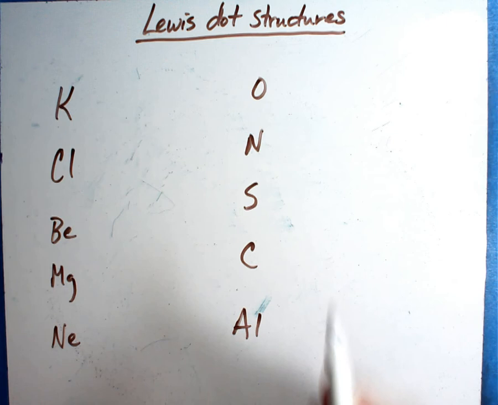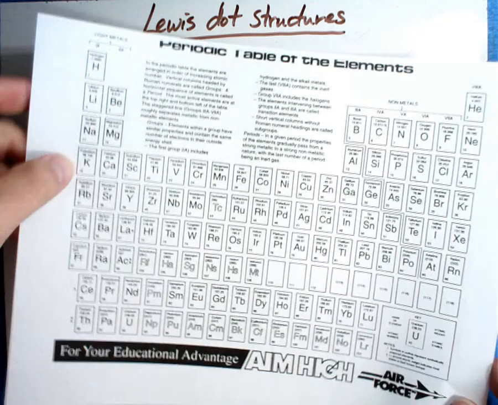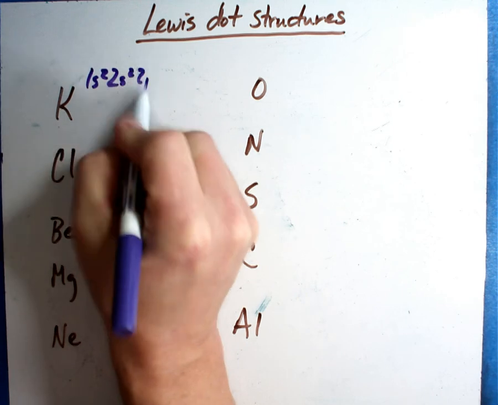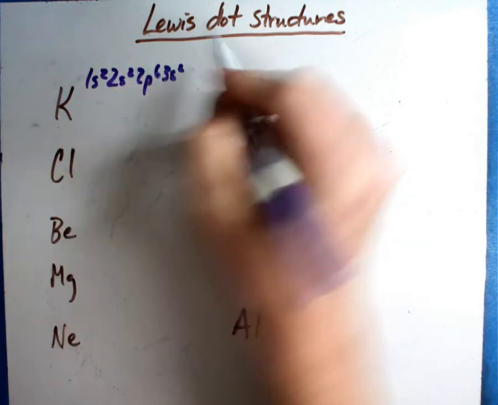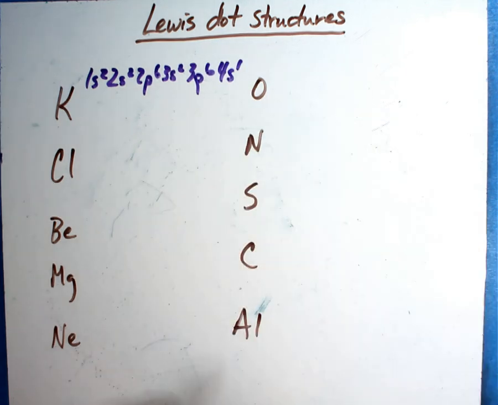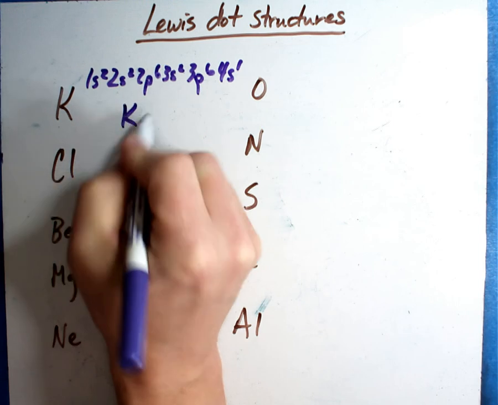All right, now I'm going to write out the first couple, and then I'll just give you the answers, and we'll see how you did. Potassium is element 19, right here in column 1. And so if you wrote out the electron configurations: 1s2, 2s2, 2p6, 3s2, 3p6, 4s1. If you wrote it all out, that's what you would end up getting. So that means potassium has 1 valence electron.